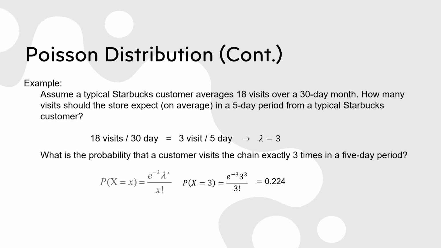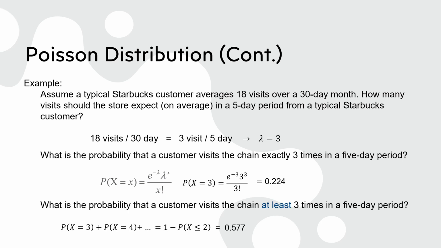This problem can be modeled using the Poisson distribution because it involves counting the number of events, visits, in a fixed time interval, 5 days, when the average rate of occurrences is known. Given the average rate of visits, lambda, in 5 days is 3, calculated earlier, we want the probability of exactly 3 visits. The probability mass function of a Poisson distribution gives the probability of observing exactly 3 occurrences, and it is calculated as e to the power of negative 3 multiplied by 3 to the power of 3 divided by 3 factorial. So, the probability that a customer visits the chain exactly 3 times in a 5-day period is 0.224.